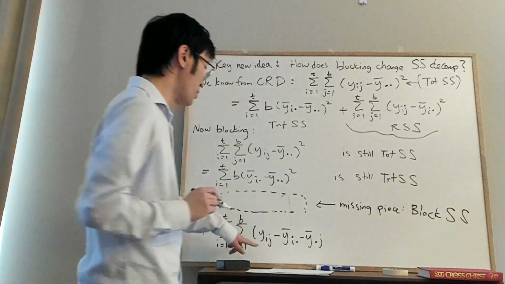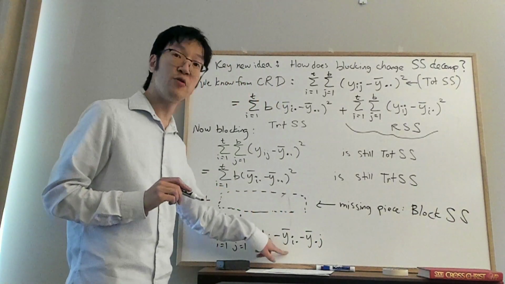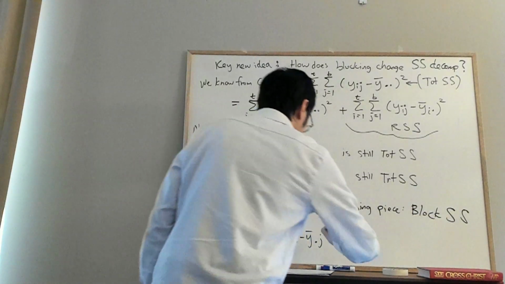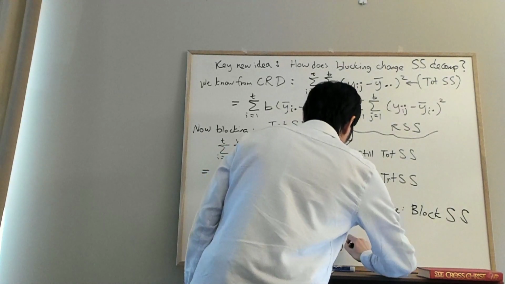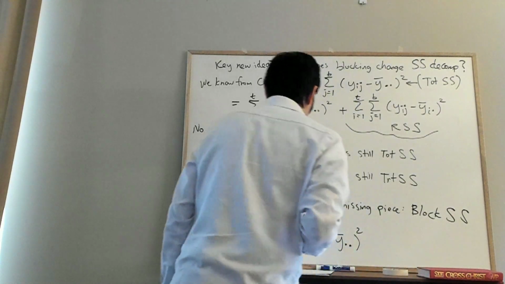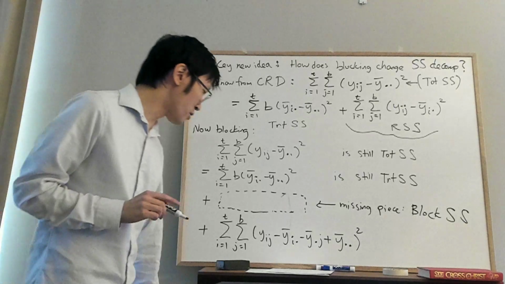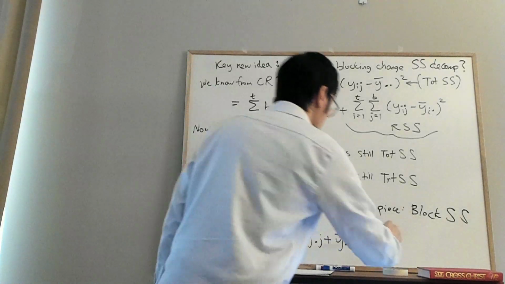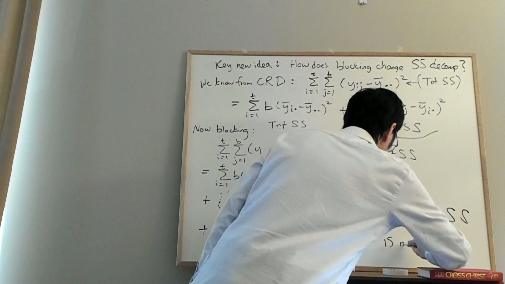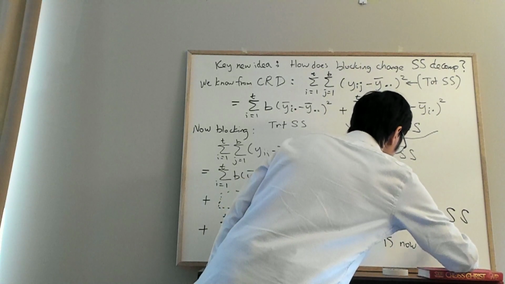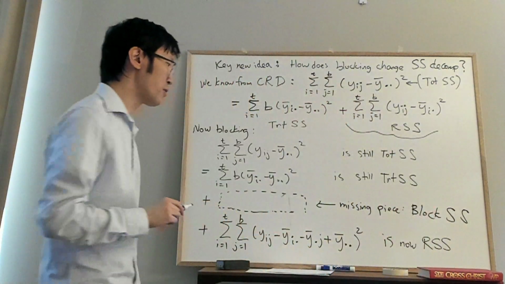Okay, so this was where we saw it before. Take the observation minus treatment mean minus the block mean, and then add back the overall mean. So that was an equivalent way to write the residual sum of squares. Okay, so we already know that this part is now the residual sum of squares after accounting for blocking.